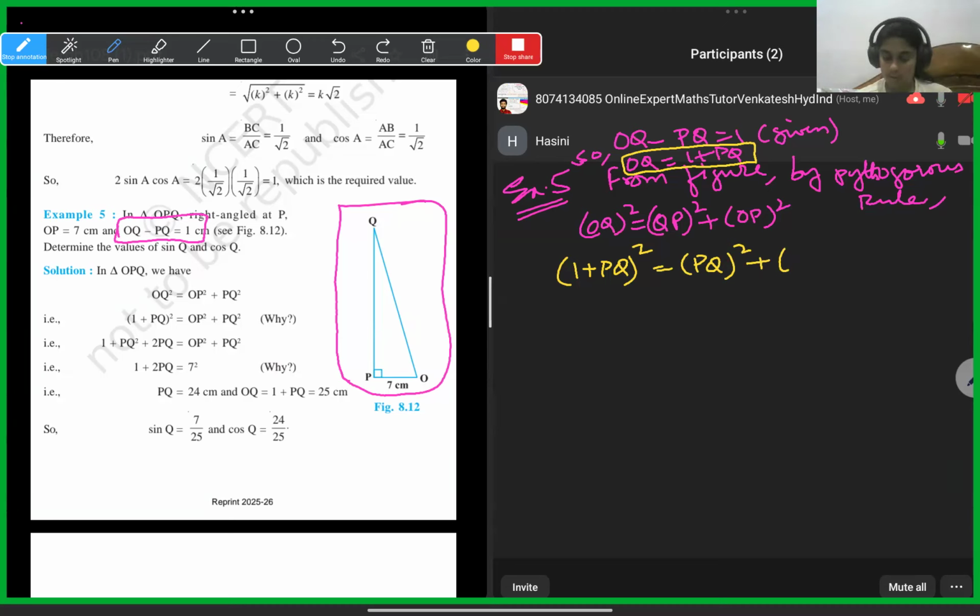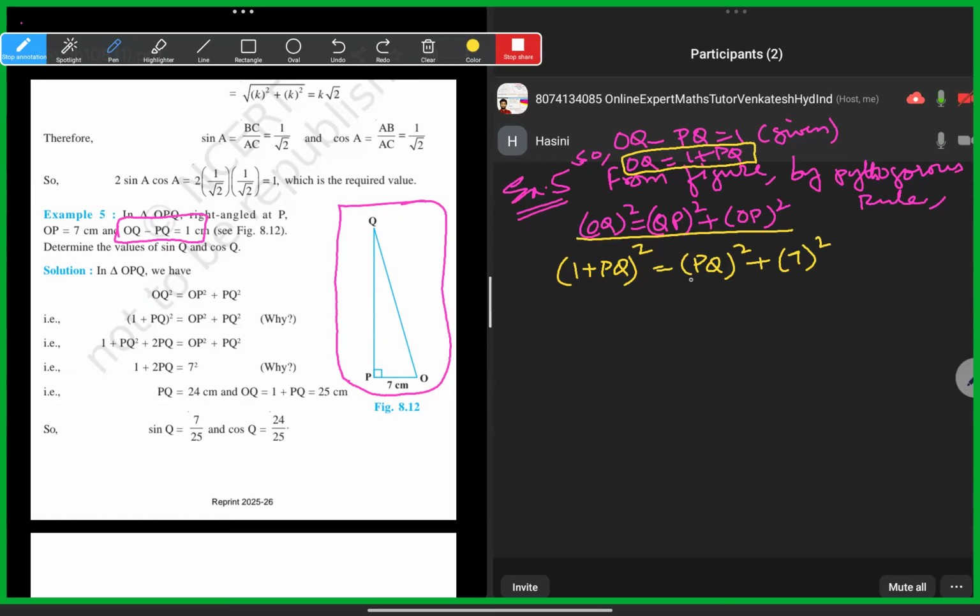Okay. Now we brought the equation into only one known thing and one unknown thing, Hasni. OP is given as 7. Before, out of these 3, only one was known. Now we changed the equation into only 2 things, PQ and OP. OP is there, so PQ we can find out now. I substituted OP, and we will find PQ.